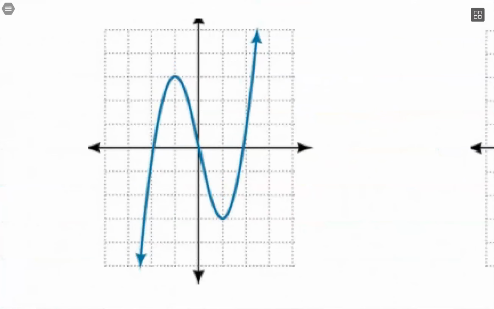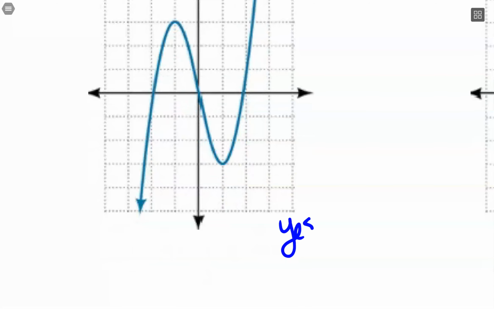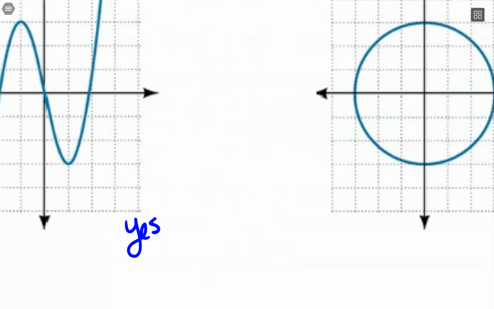So with this first example here, if I just kind of think across all of these different x values, what I could notice is that I just have a single output for every single x value. So this first graph here is a function.